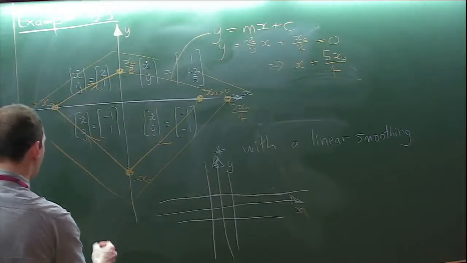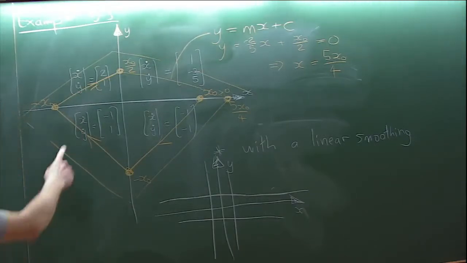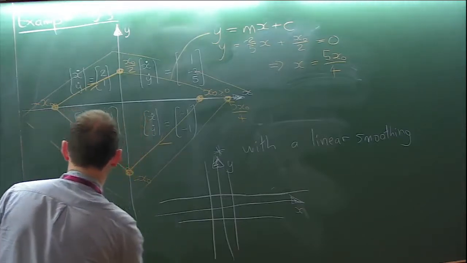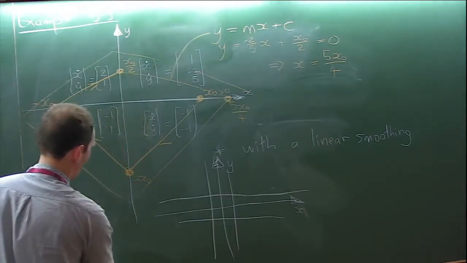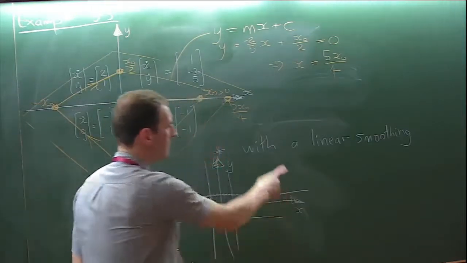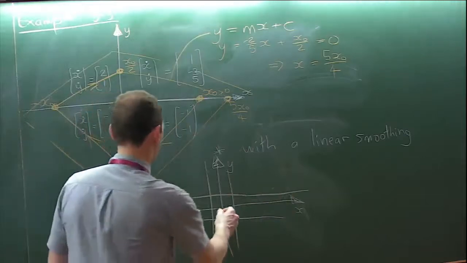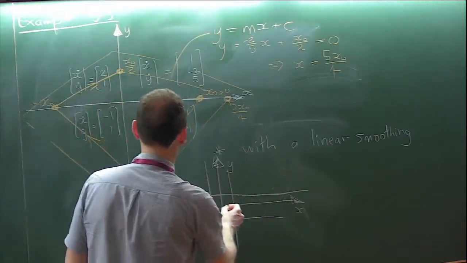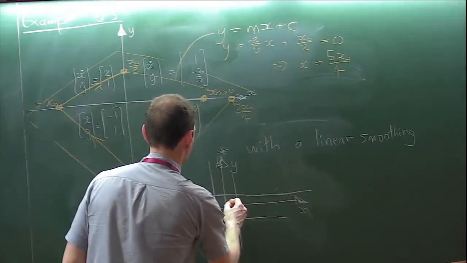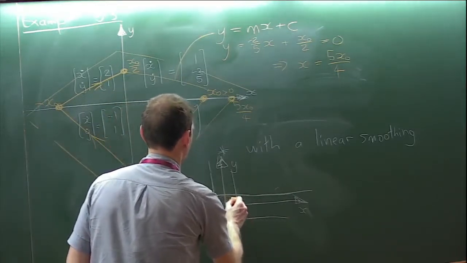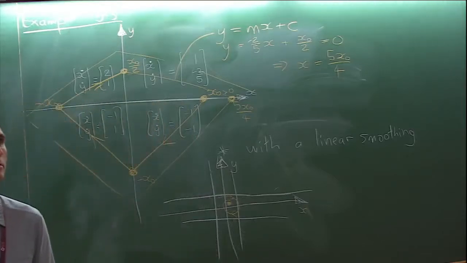But surprisingly, it has slightly more complicated dynamics. I don't need to do it again. So what you find is when you smooth it, you get a stable equilibrium somewhere in the middle.